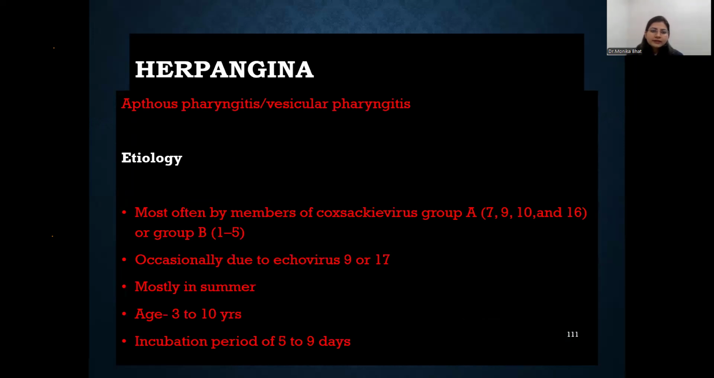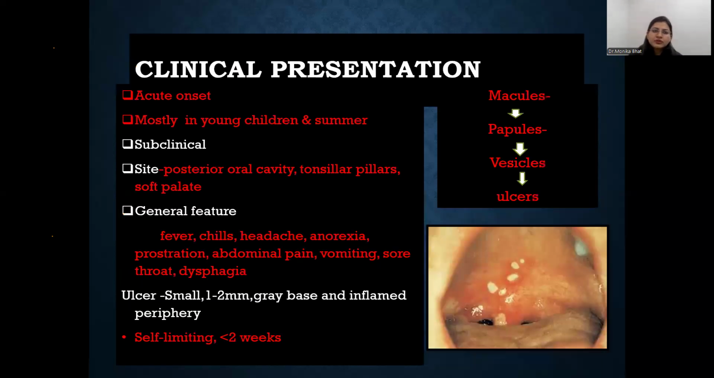Herpangina is another category of disease among the vesiculobullous lesions, where we have aphthous pharyngitis and vesicular pharyngitis. Etiology is associated with coxsackievirus group A, types 7, 9, 10, 11, or group B types 1 to 5. Occasionally it is due to echovirus types 9 and 17. It is usually seen in the summers, and the incubation period is 5 to 9 days. Children are most commonly affected. The posterior part of the oral cavity, tonsillar pillars, and soft palate are involved.